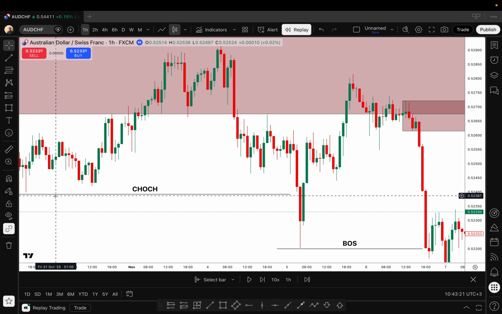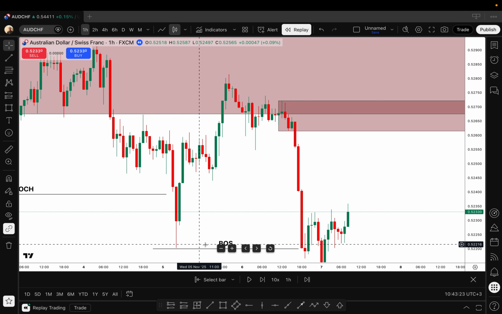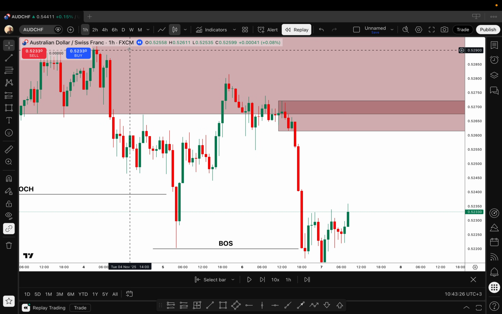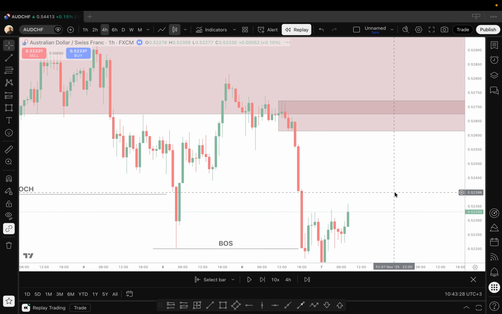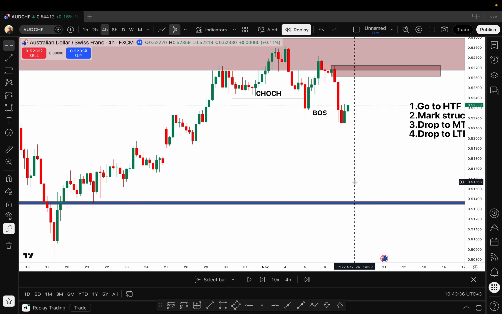The 1-hour, you can see a clear change of character, and then you can see a clear break of structure here. So that means we are already good to go. Let me just go back to the 4-hour because I don't want the candles to be many. I don't want to deal with many candles, guys. I just want a few candles that I can understand and move with.